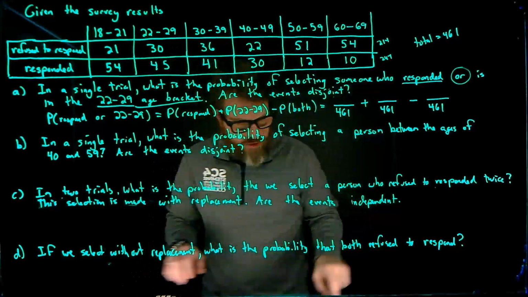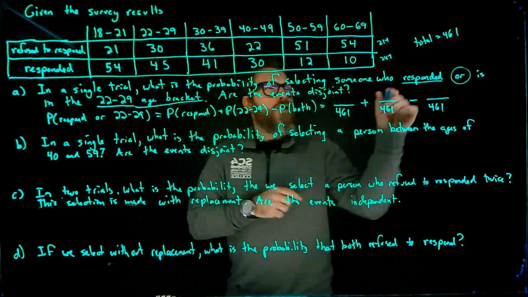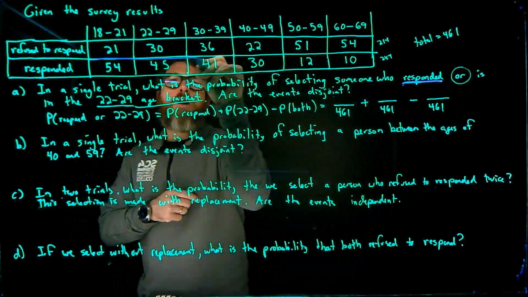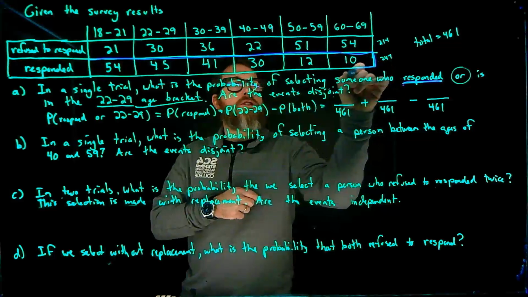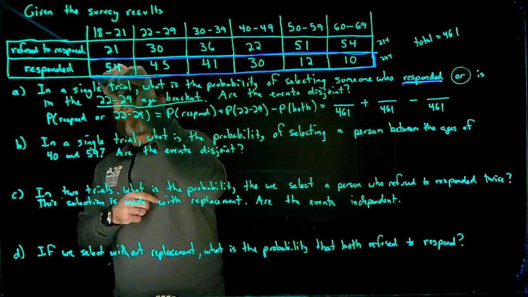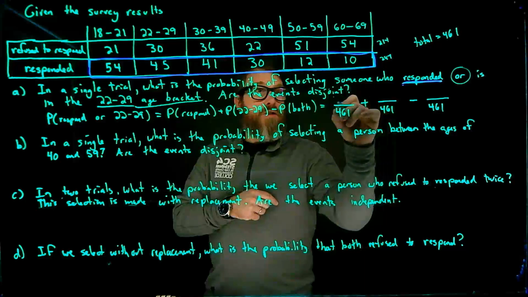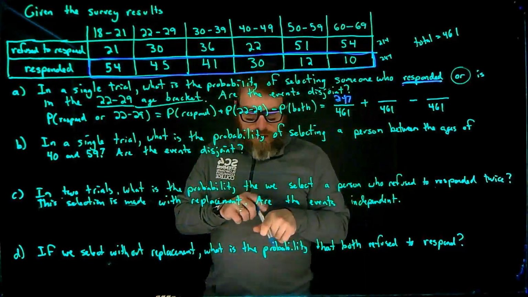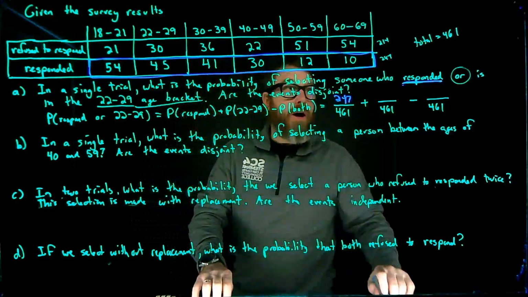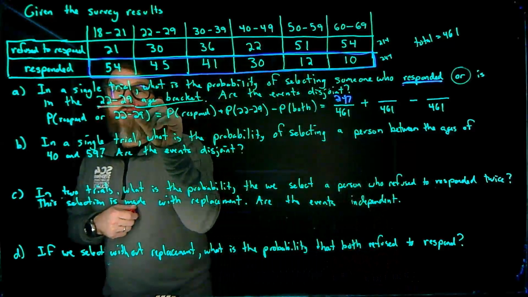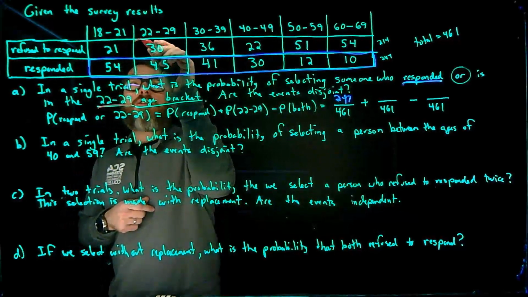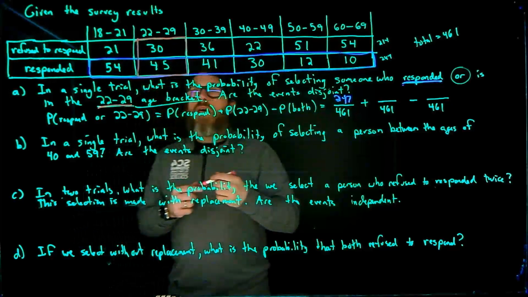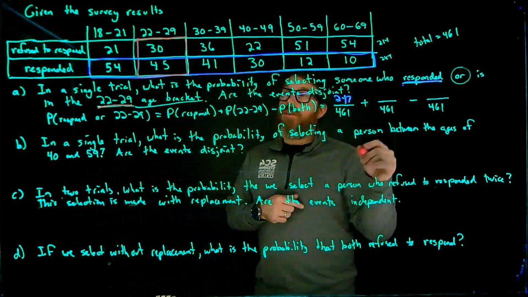So let me color this up to make sure that you guys understand what we're doing. Event A is going to be our responded. So when I look at responded, I'm talking about all the people that are in this group here. So I know that that's 247. Now the next one I have to find, event B, and event B is going to be this 22 through 29, so event B is going to be right here. And when we add those up, you can see that that's going to be 75.